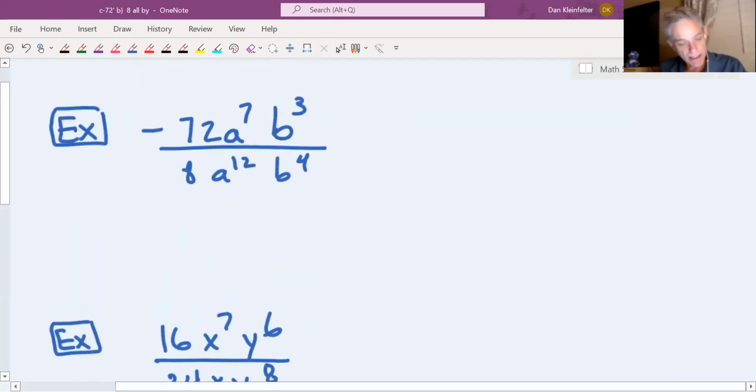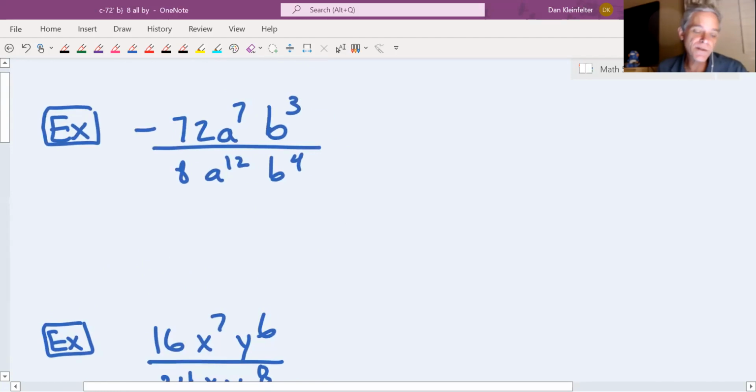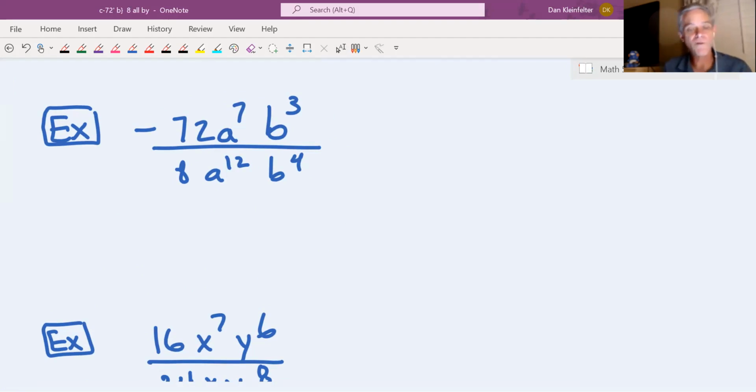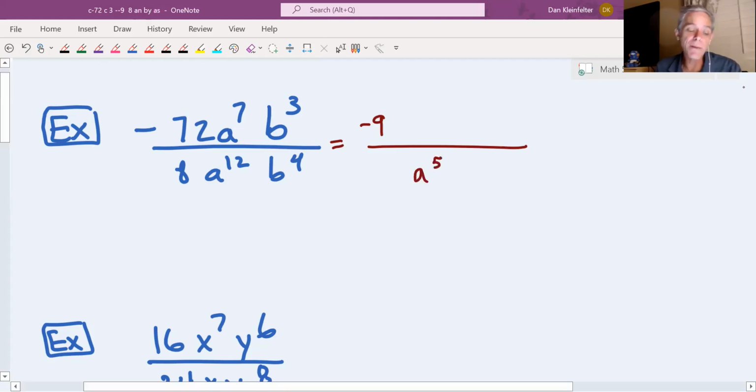Okay, so here let's take a look. We have negative 72 a to the 7th power b cubed divided by 8 a to the 12th b to the 4th. So let me take each kind of thing that I have in turn. Negative 72 divided by 8 will give us negative 9. A to the 7th power divided by a to the 12th. Here there are more a's in the bottom. 12 minus 7 is 5. So we'll have a to the 5th power in the bottom.